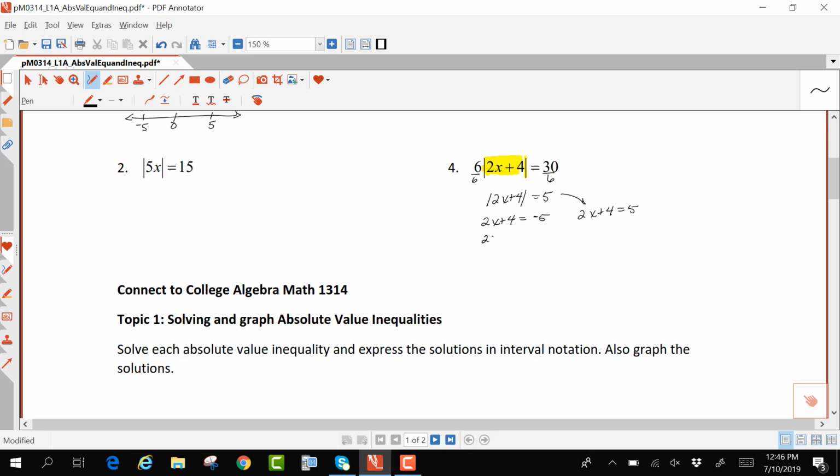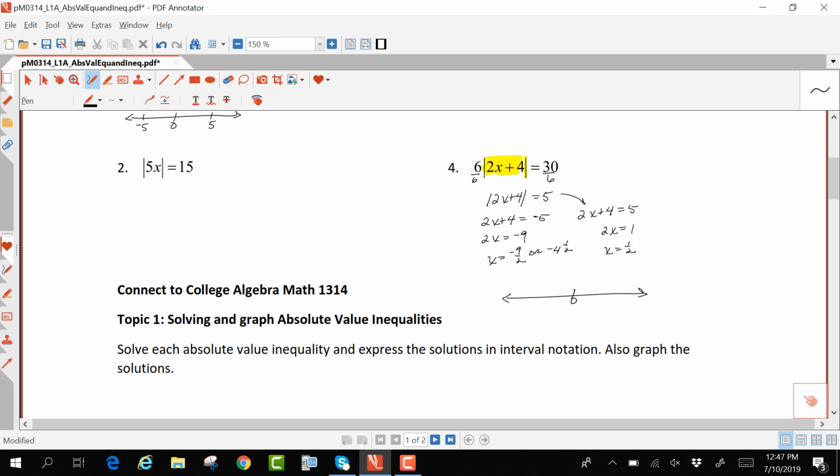The left equation, I would subtract the 4, and the negative 5 minus the 4 would be negative 9, and then I would divide by 2, resulting in a negative 9 halves, or if you want to, you can call this a negative 4 1/2, which is a mixed number. The right equation, I again would subtract the 4, and 5 minus 4 is 1, and then divide by 2, resulting in 1/2. So I have two solutions. One is the number 1/2, and the other is the number negative 4 1/2.